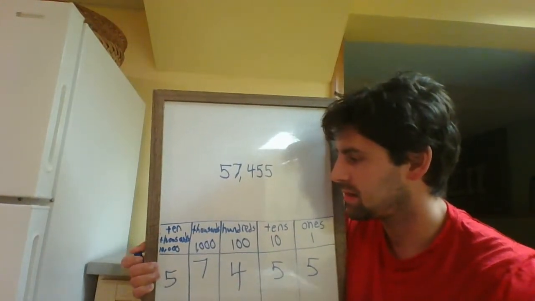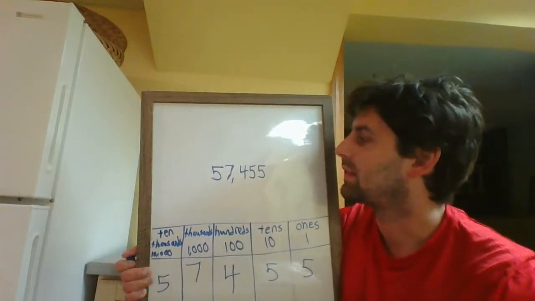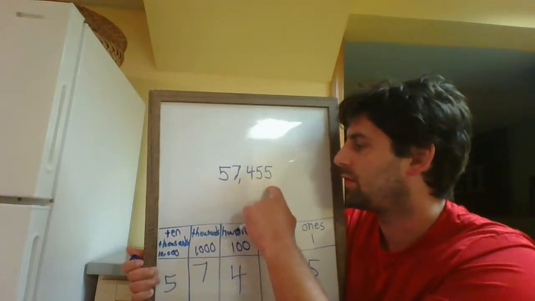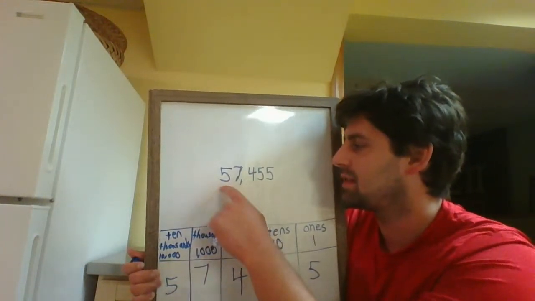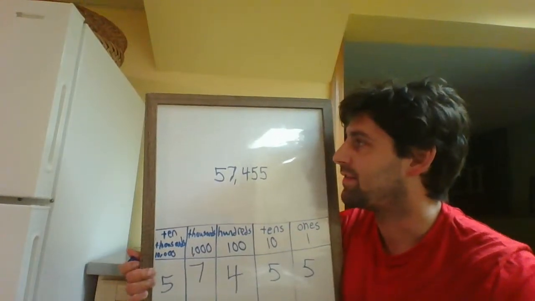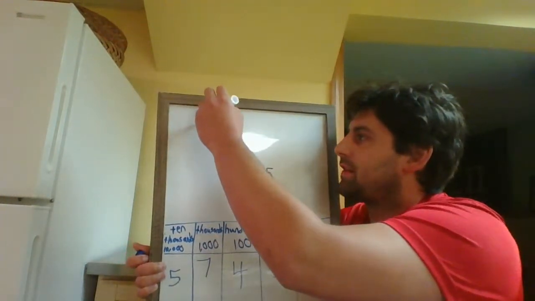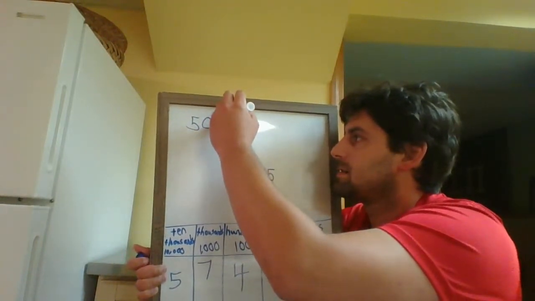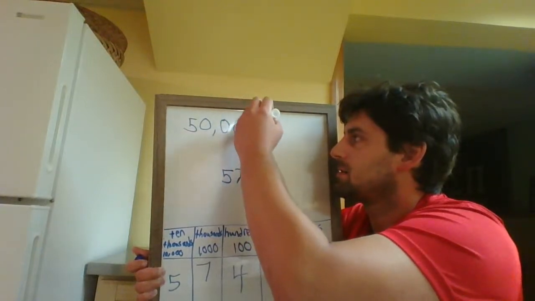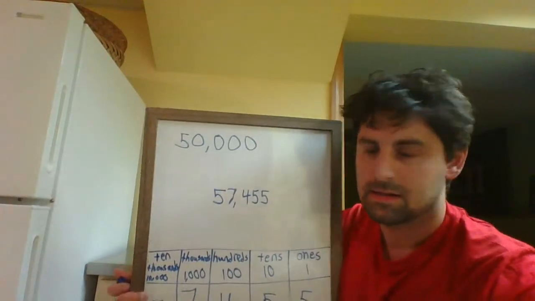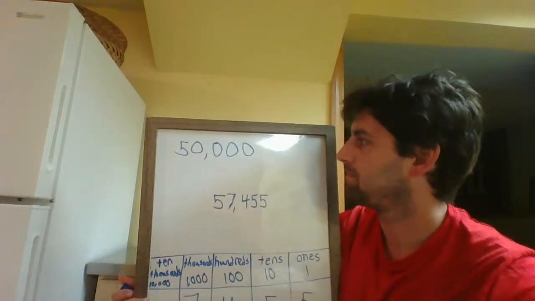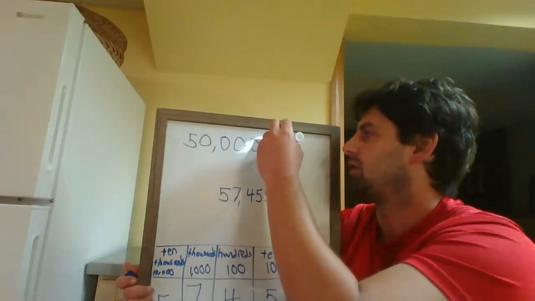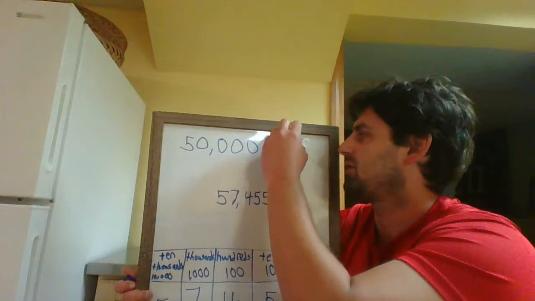So now, going to write that in expanded form. In 57,455, the 5 is in the 10,000s place. So that 5 has a value of 50,000. So I'm going to write 50,000 up here. The 7 has a value of 7,000. So 50,000 plus 7,000.